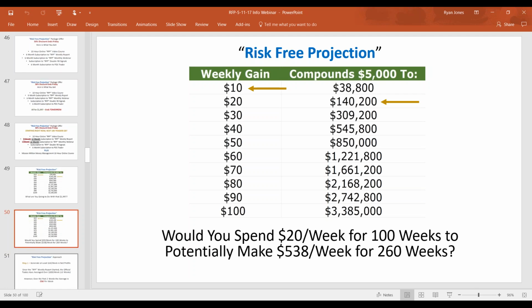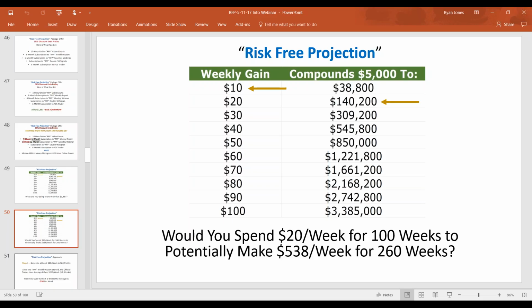So let me ask you this. Would you spend $20 a week for 100 weeks to potentially make $538 a week for 260 weeks? Because that's what $140,000 averages out to be. After 5 years, if you get to just $20 a week on average during that 5-year period and compound it, you're talking about averaging $530 a week. And it's going to cost you $20 a week for 100 weeks, right? Less than 2 years.